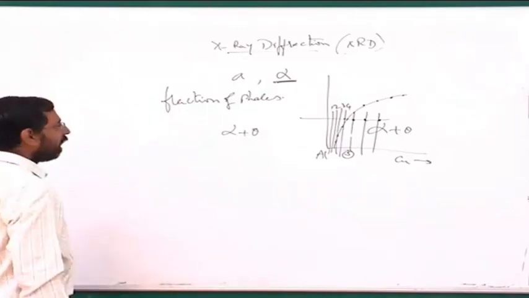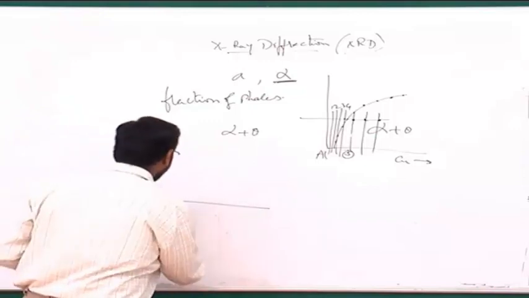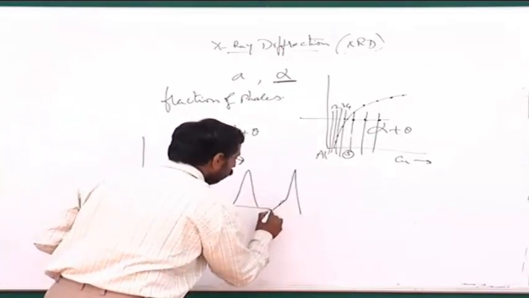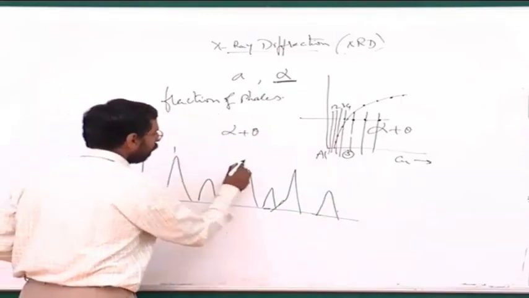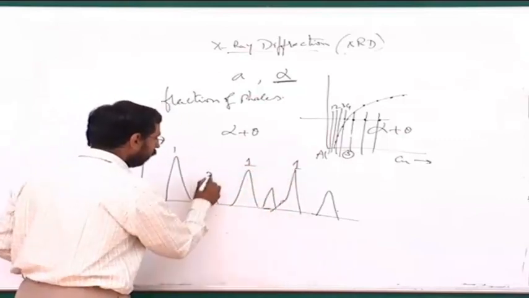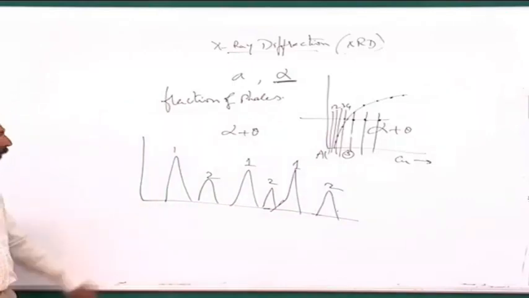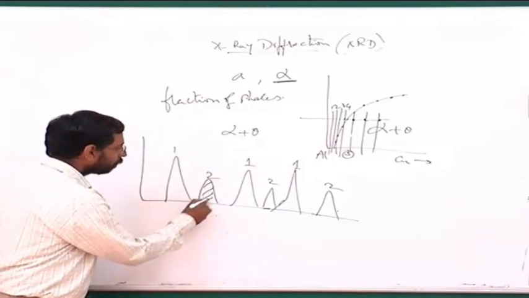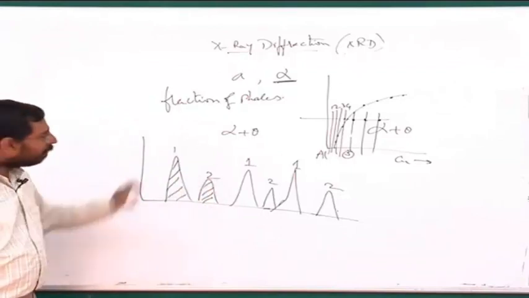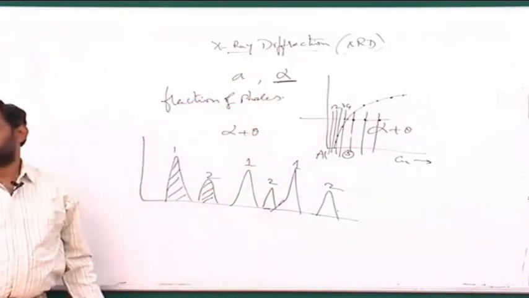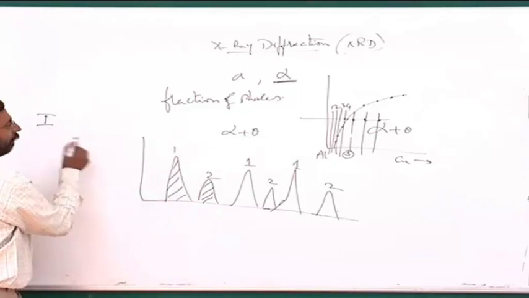And that is what we said in one of the classes recently. We said that if I have an XRD pattern for a particular two-phase mixture like this, let's say these peaks belong to phase 1 and these peaks belong to phase 2, then if I know the integrated intensity, the area under the peak, the area under the peak is a representative of the amount of the phase.